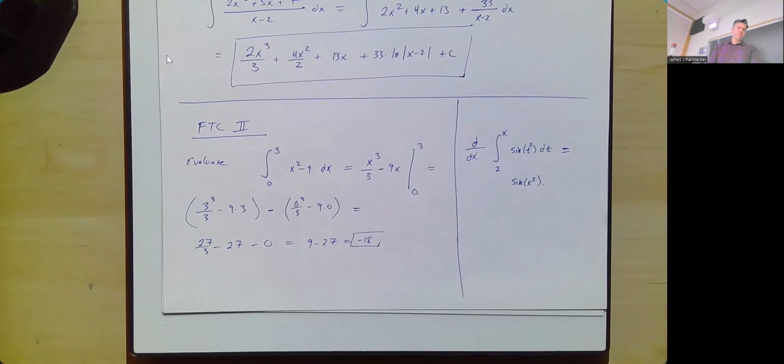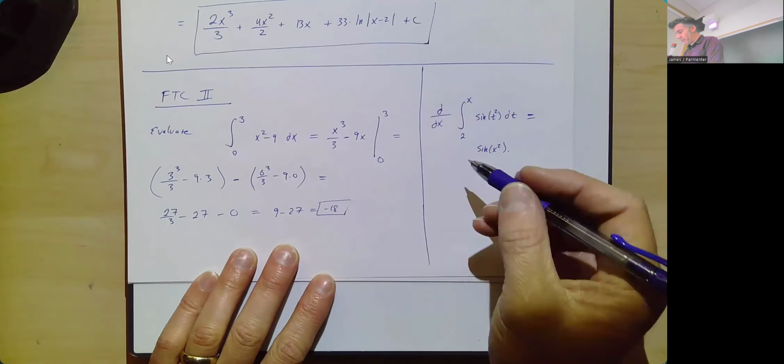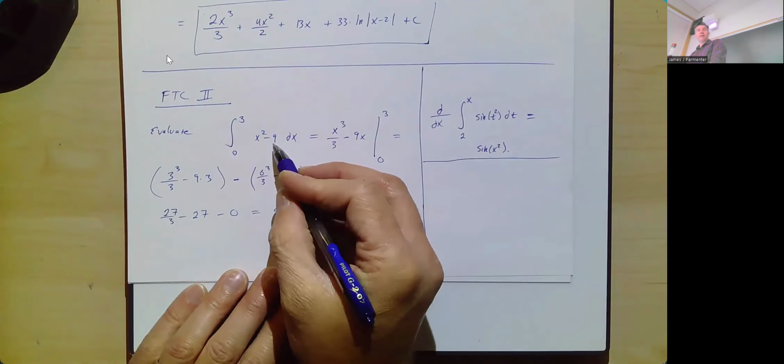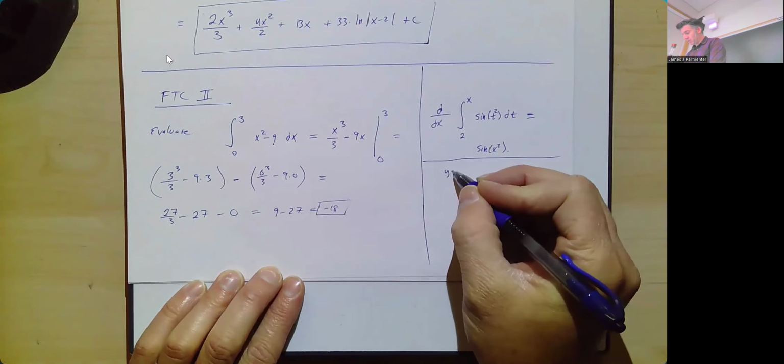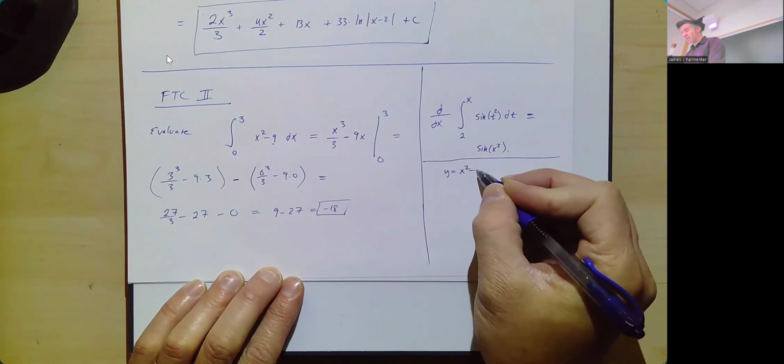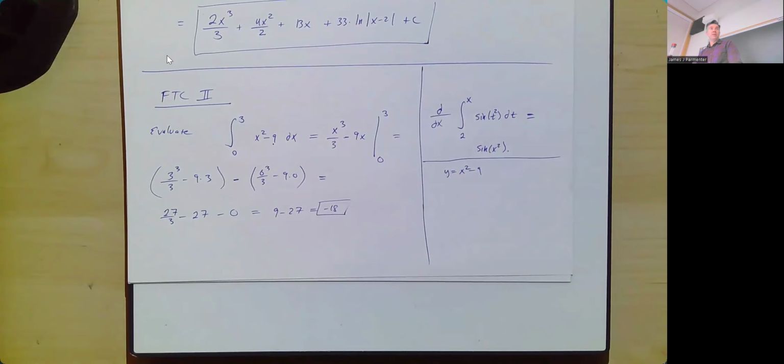Negative 18. Why is our answer negative if we're talking about area? Well, because really when you're talking about these definite integrals, you're talking about the net area that's above the x-axis. And if you graph this function on this interval, y equal to x squared minus 9 is an upward opening parabola that's been shifted down 9 units.